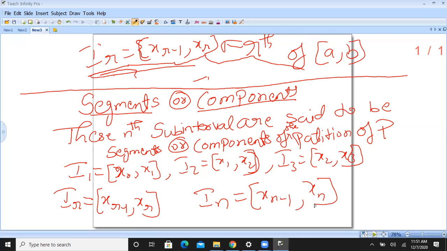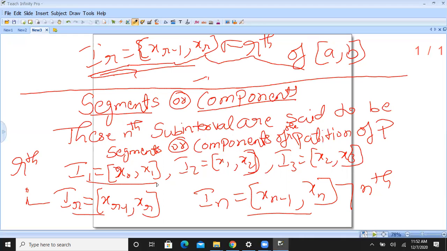We call this the rth subinterval. This is the nth subinterval. Okay, this is the nth subintervals. These are the main important points for your next upcoming examples. This is an rth subinterval, and this is the nth subinterval.